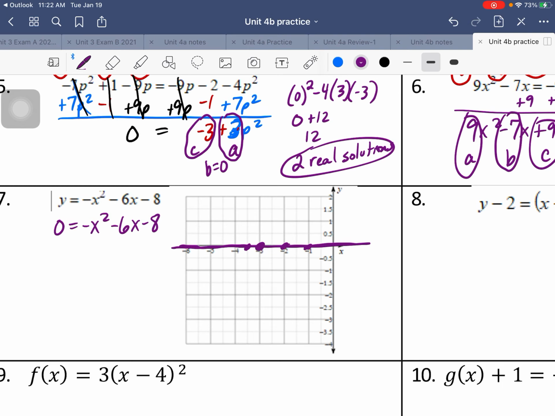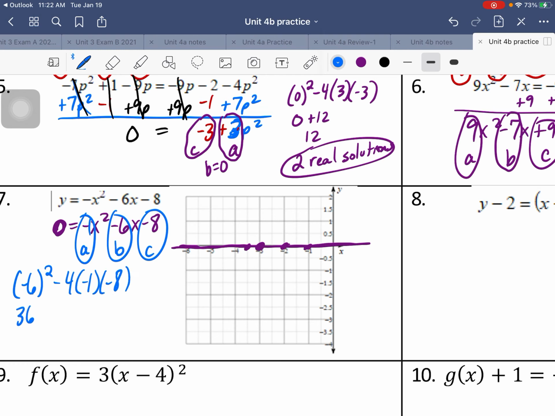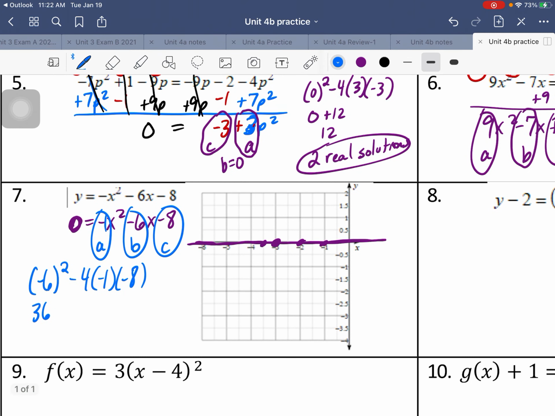So once you find where the y is 0, you can find the solutions, because the real solutions lie along the x-axis. So we have a is 1, negative 1. B is negative 6, and C is negative 8. So opposite of B, or B squared minus 4 times A times C. A lot of negatives flying around here. We can handle this. Negative 4 times negative 1 is positive 4, times negative 8 is negative 32, which is 4, which means there's two real solutions.